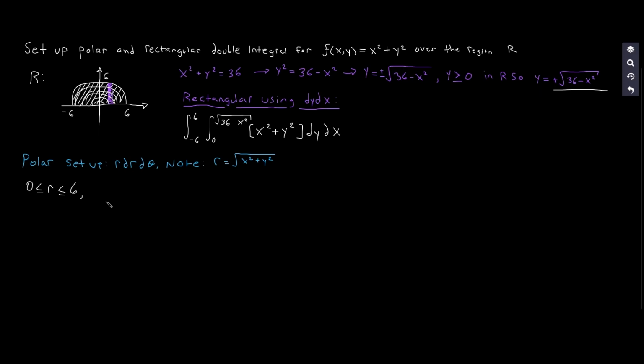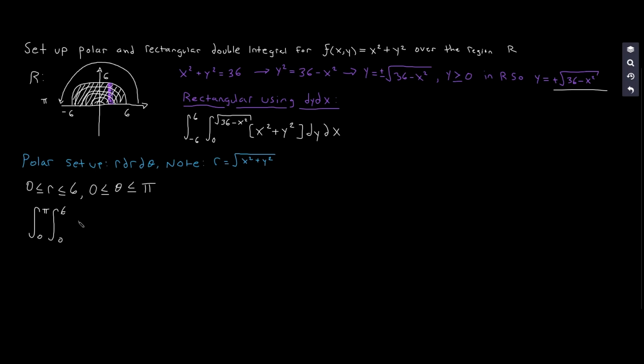But for theta, well, theta is the angle, and this is only 180 degrees, also known as pi radians. This is only a half circle. So that means theta is in between 0 and pi. And if we're doing r dr d theta, the integral for theta is 0 to pi, and the integral for r is 0 to 6.